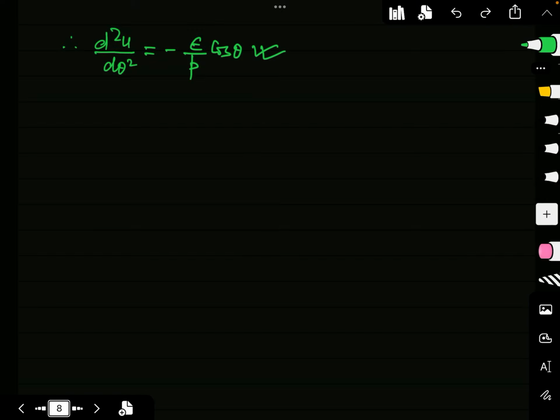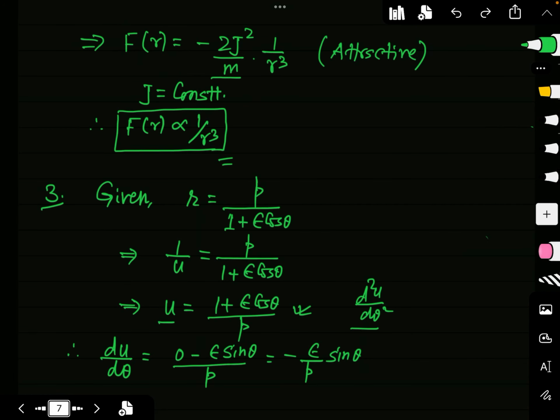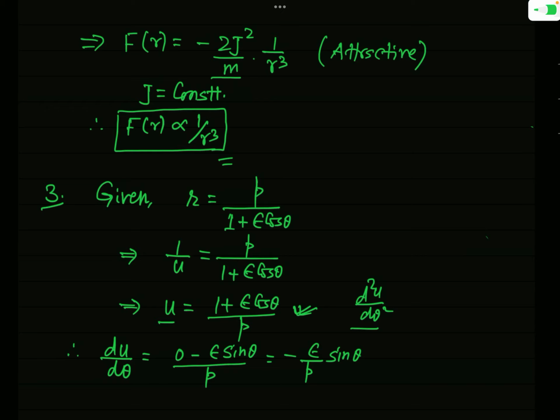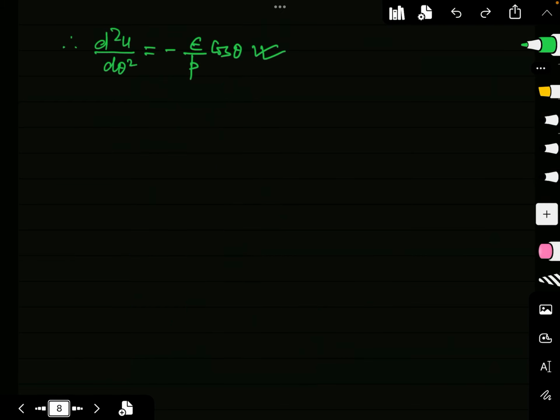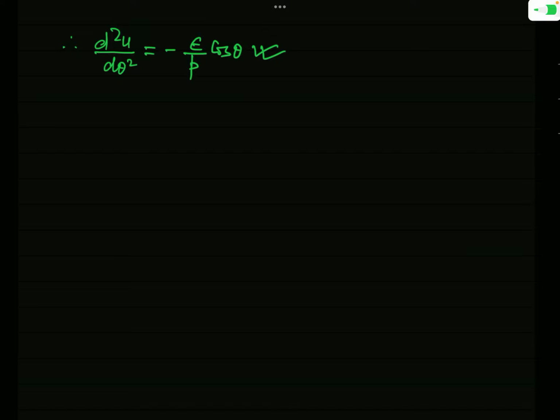So this is a very simple differentiation, and therefore you can write d2u/dθ² is minus ε over p cos θ. So you have obtained the value of d2u/dθ², and you have also found the value of u, which is defined here. So now write again the equation of trajectory to find the force responsible for this motion.